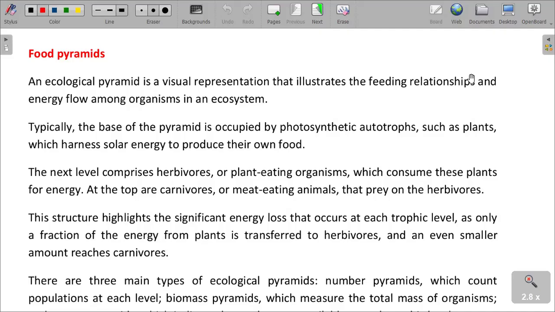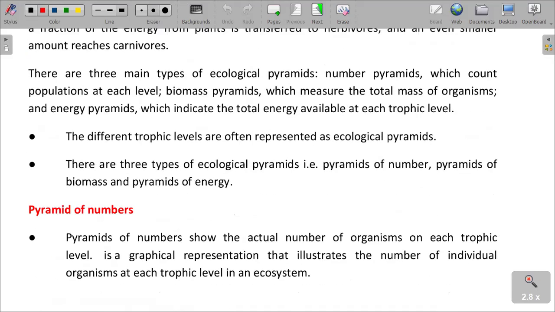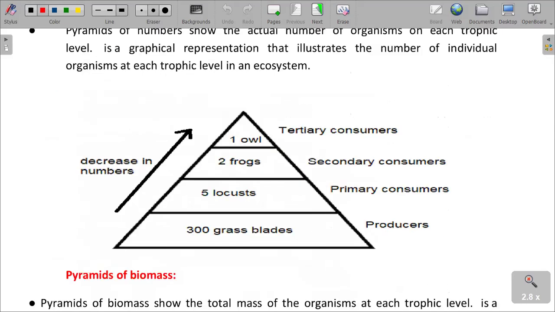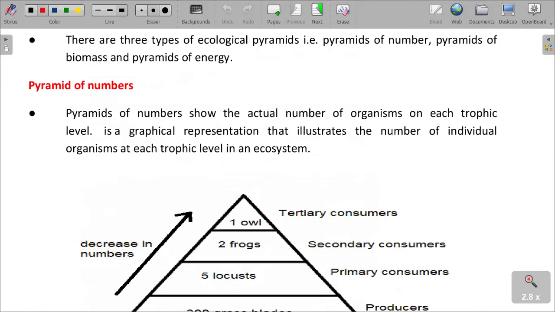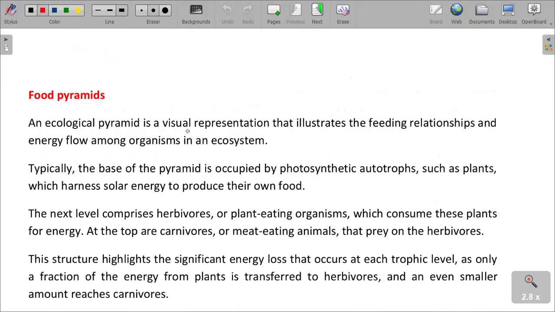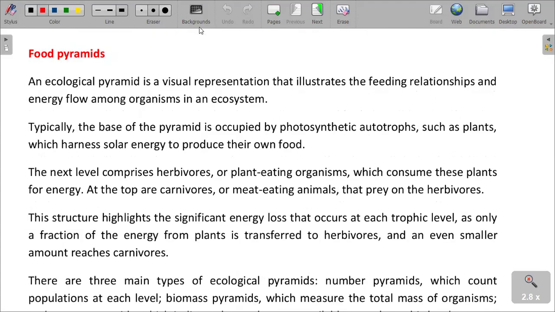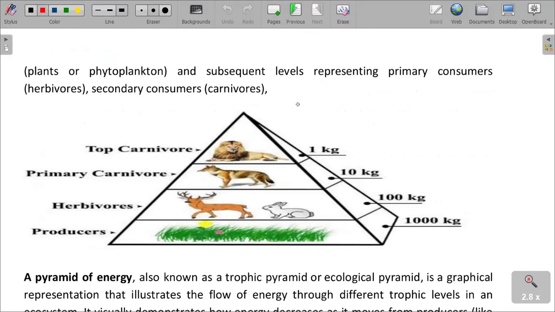Welcome back again. We are going to talk about food pyramids. What are food pyramids? I want you to understand that we have what are called pyramid of numbers, and we also have pyramid of biomass. So without wasting any time, I want us to quickly look at them, and you shall be able to understand and relate to the concepts very well.